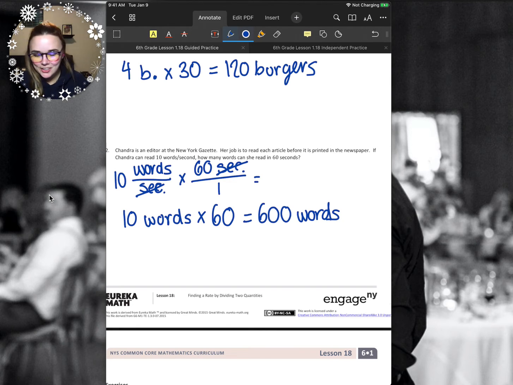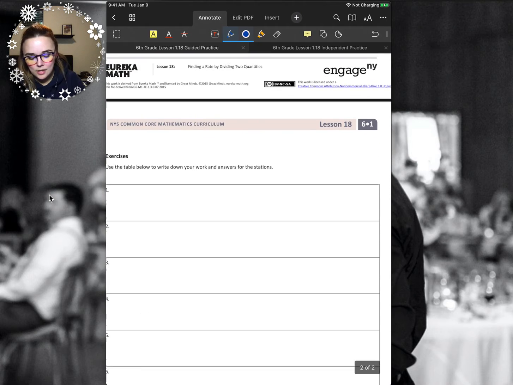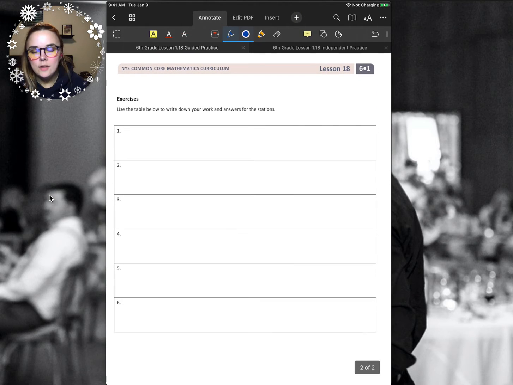Alrighty, let's take a look at the next page really quick. Normally we'd be doing this in a center rotation with task cards and things like that, but since we're not in class together, we're going to do it a little bit differently. So we're just going to look at a couple of these questions. Let's look at our first line. I'm going to read the problem to you, and then we'll write it out with our numbers.